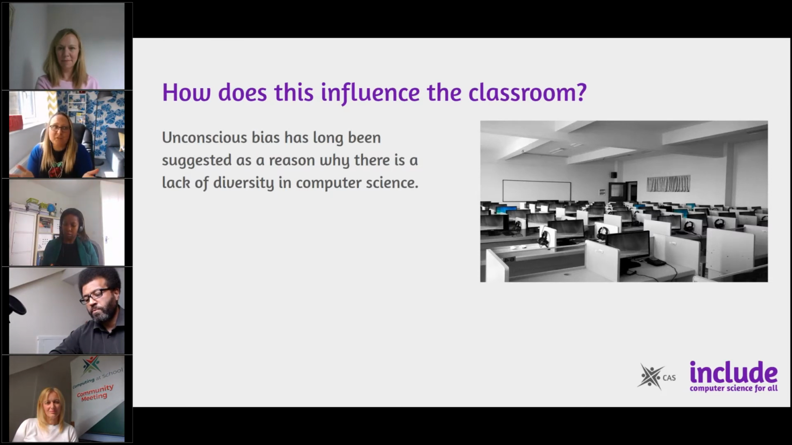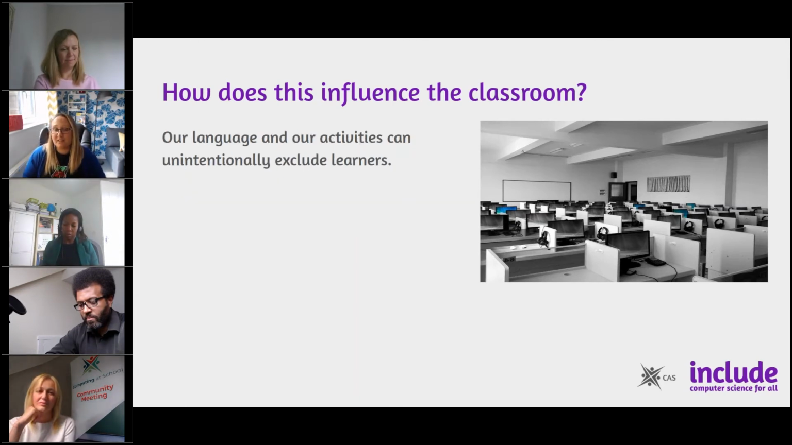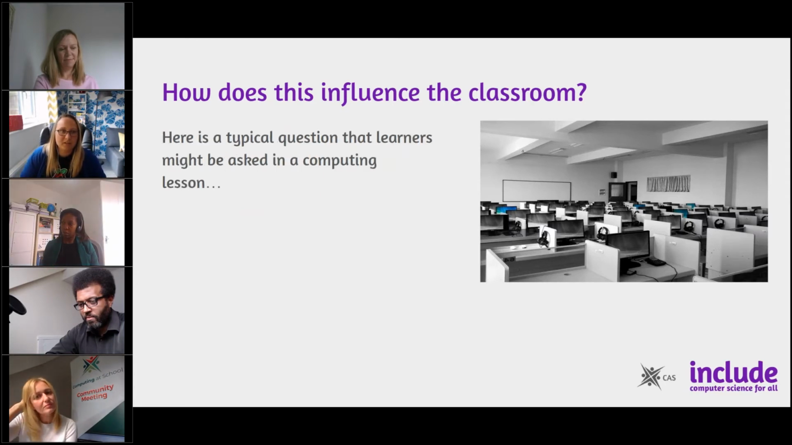How does it influence the classroom? Well, unconscious bias has long been suggested as a reason why there is a lack of diversity in computer science. If children grow up with those images of computer scientists being white males staring at a computer screen, then children who think they don't fit that stereotype might feel excluded. And our language and our activities can unintentionally exclude learners as well.